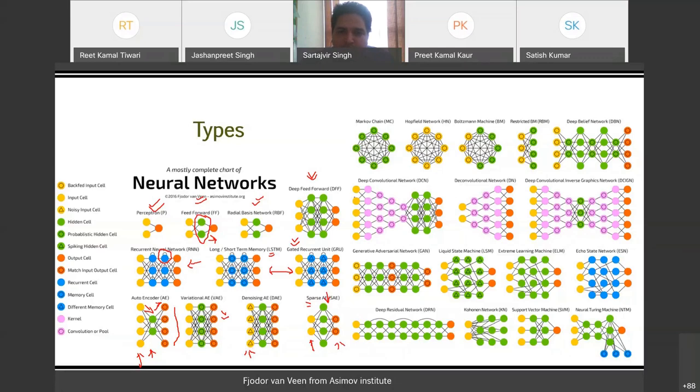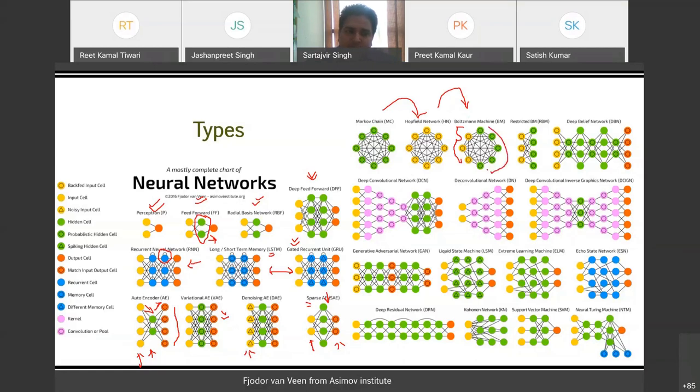So the next one is a Markov chain. The Markov chain is not actually a neural network in the classical way, but it is used for classification based on probabilities. And then the next one is the Hopfield network. Hopfield networks are trained on a limited set of samples so that they can respond to the known samples. And then there is the Boltzmann machine, where again there is only a limited number of inputs and the rest are treated as hidden.